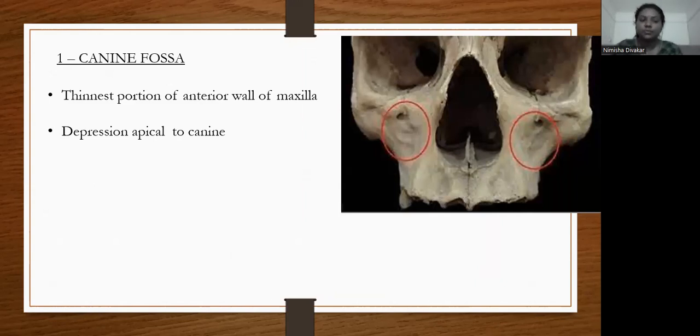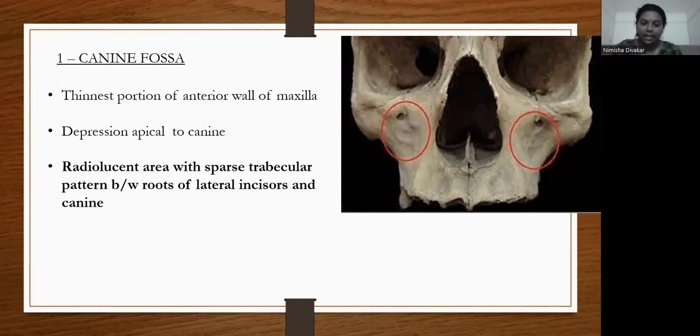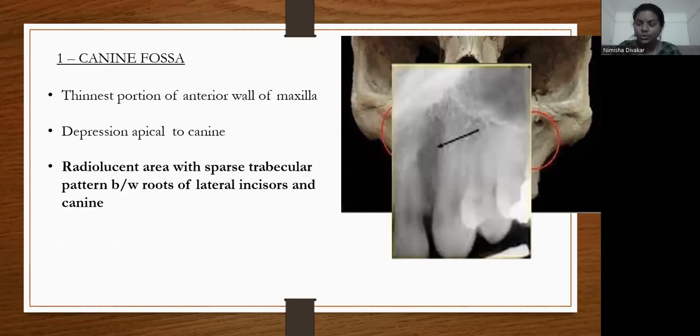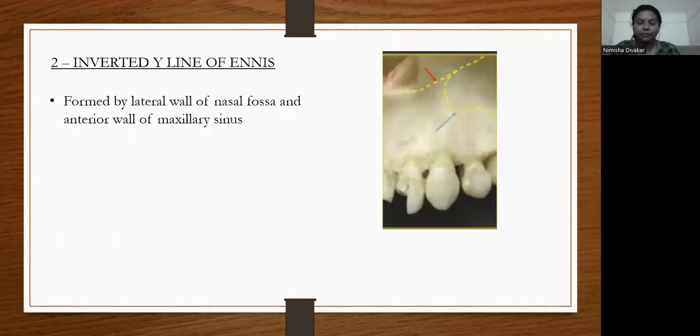So the canine fossa is the thinnest portion of the anterior wall of the maxilla. It is a radiolucent area with a fat trabecular pattern between the roots of the lateral incisor and canine. It can also be misinterpreted as a periapical pathology, so then we should look for the status of the lamina dura.